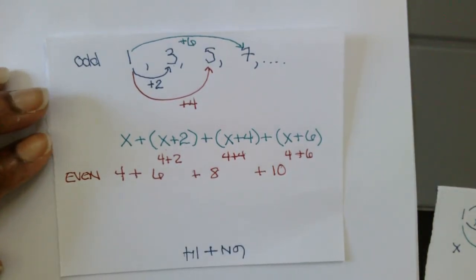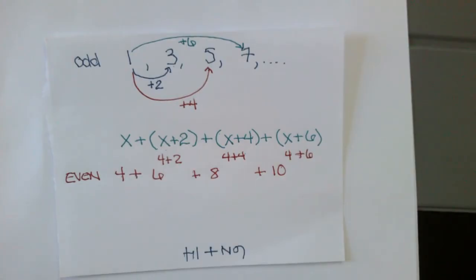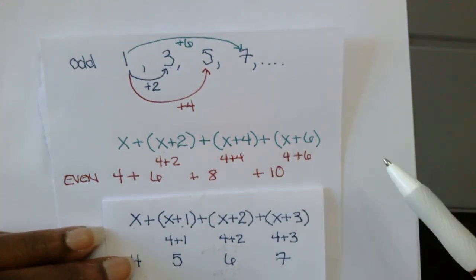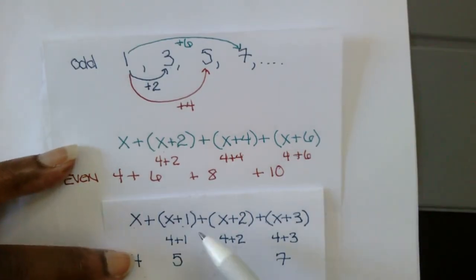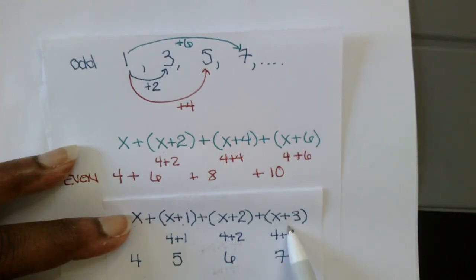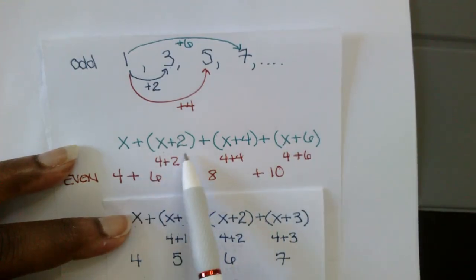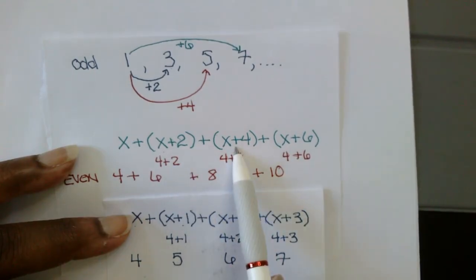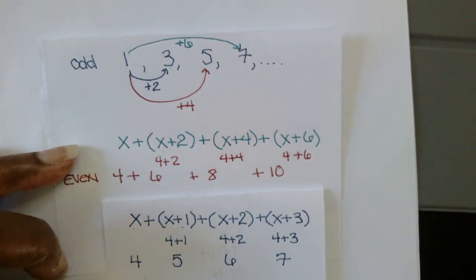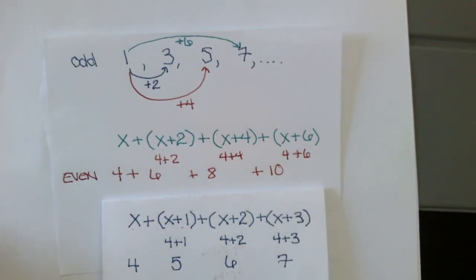So the only major difference between consecutive integers and consecutive even or odd integers in the formula is that for consecutive integers, you just do x plus 1, plus 2, plus 3. Odd or even, it's just going to start with plus 2, plus 4, plus 6. All right, that's the difference.